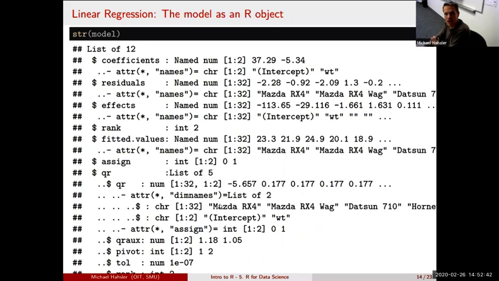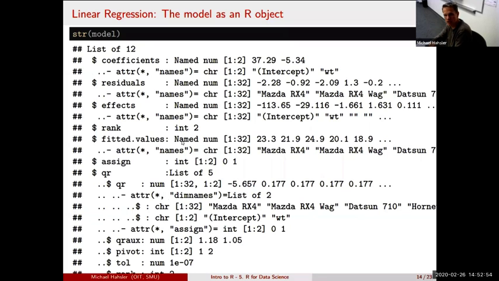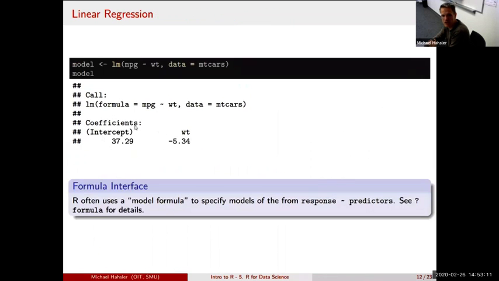So if we now look at the model itself, we can also look at the fields and the representation of the model itself, because this summary just gives you a nice description of all the values here. But if you look at what's really in there, you see that this model is stored as an R object, as a list with 12 elements. The first element is just coefficients, a vector with 37.29 and minus 5.3, and those are the elements that you see here, the coefficients.